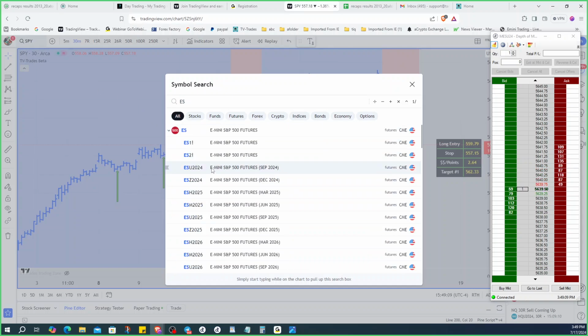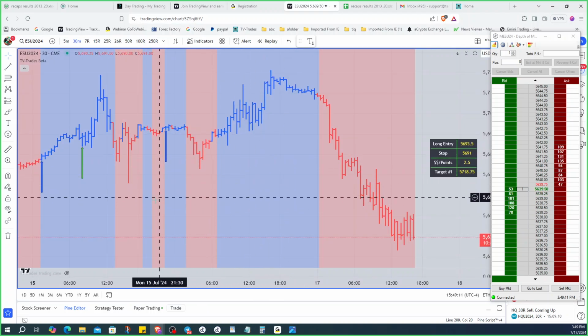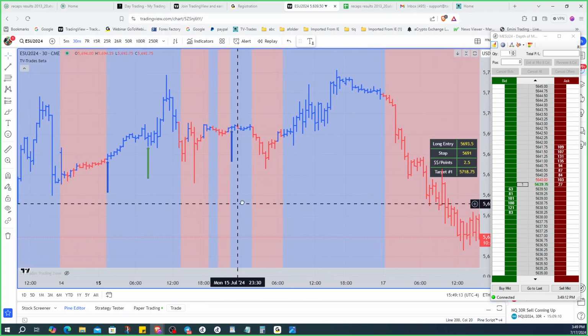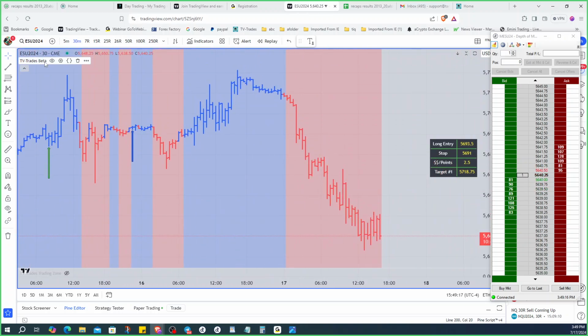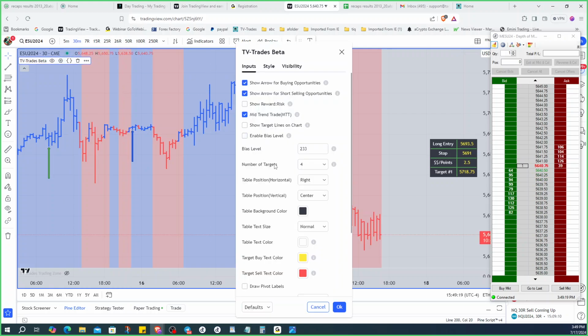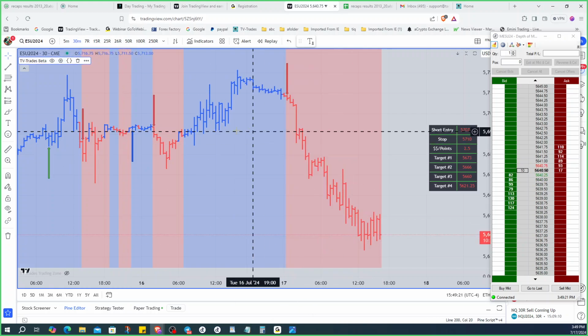Do the ES on a 30-minute. Okay. So you don't get that many opportunities in here, sadly, if you have the ES on a 30-minute, but we're going to take off on a 30-minute. You probably don't want to have the bias on there.